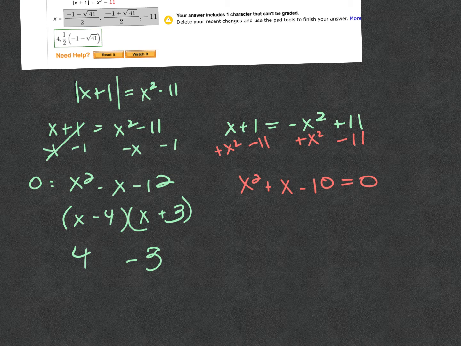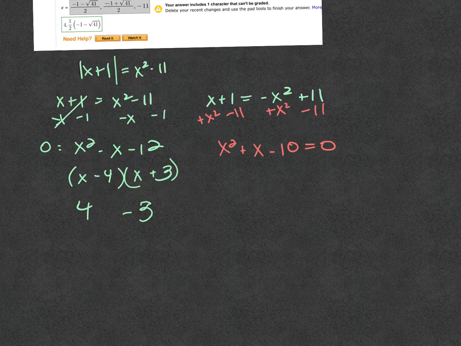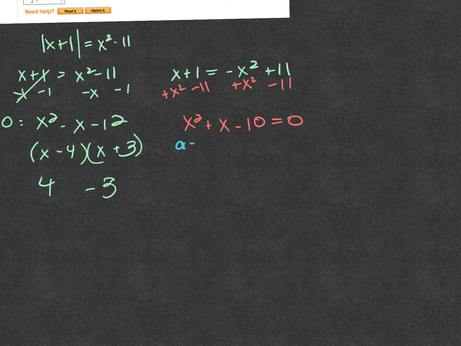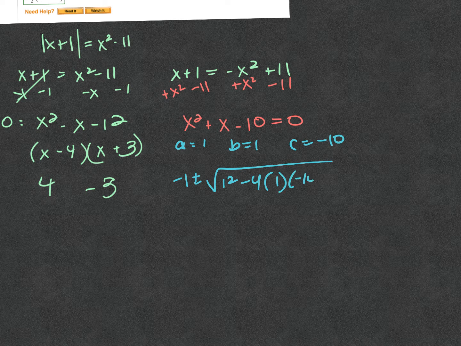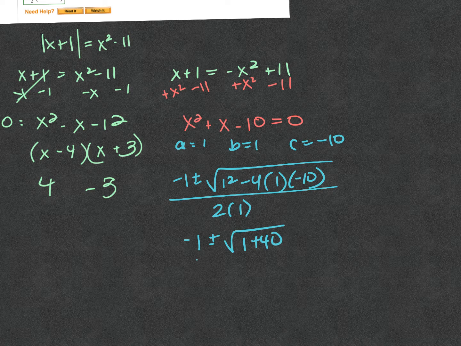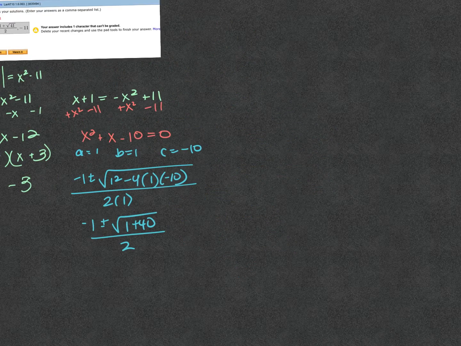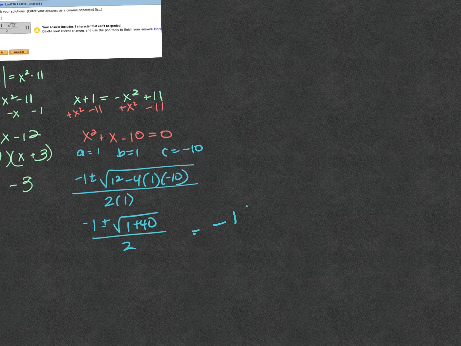And there's no factors, right? So you have to do the quadratic equation. So a is 1, b is 1, c is negative 10. Negative b plus or minus the square root of b squared minus 4ac, all over 2 times a. And I get negative 1 plus or minus the square root of 41 over 2.